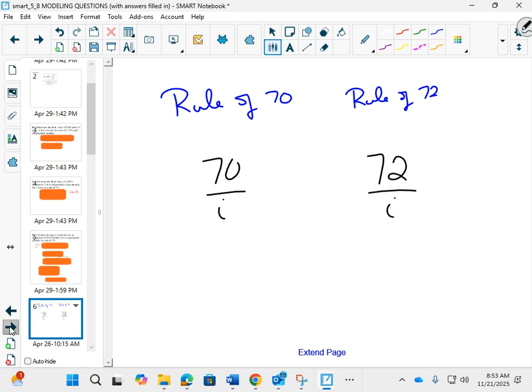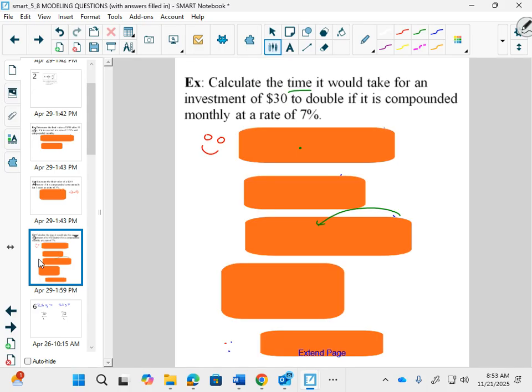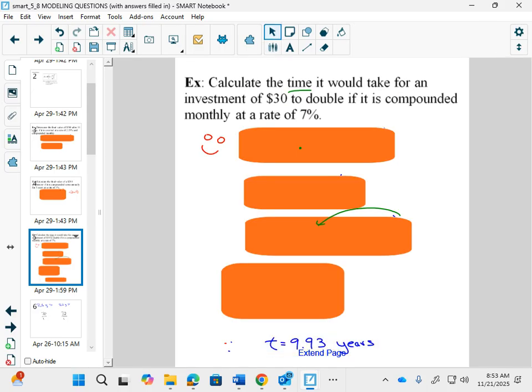If you want to find out how long it's going to take your money to double, and your interest rate in our question before was 7, which fraction looks easier if I plug in 7 to simplify? 72 over 7 or 70 over 7? 70 over 7. And if I did 70 over 7, what do I get as an answer? 10. How close was that to the actual answer that we got? Pretty good.